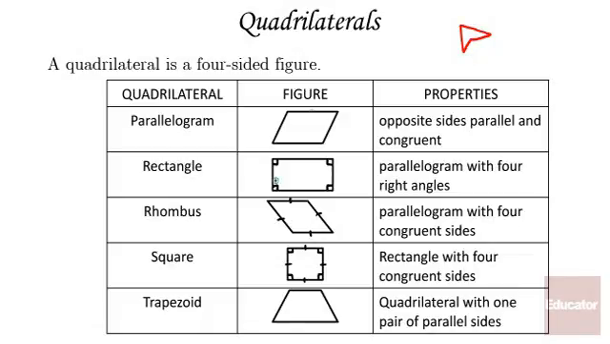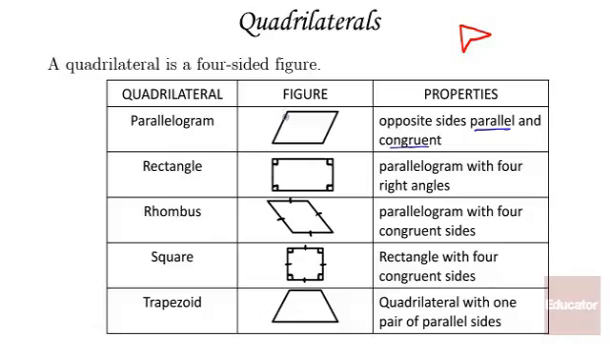Now, special types of quadrilaterals are listed out here. The first one is a parallelogram. A parallelogram looks like this. Okay, it has two pairs of opposite sides being parallel and congruent. So again, opposite sides are parallel and congruent.